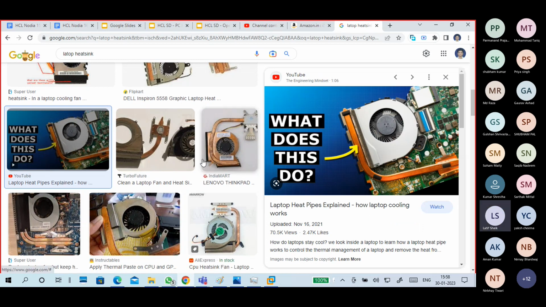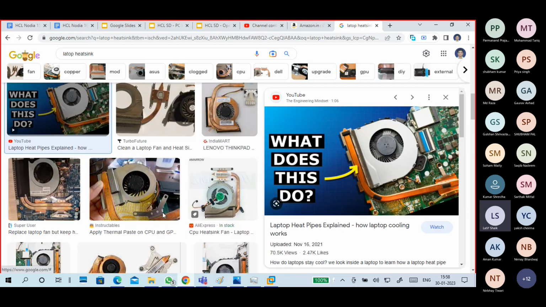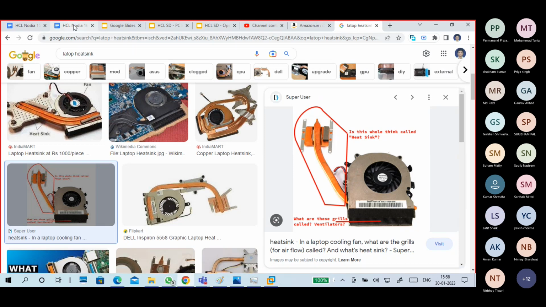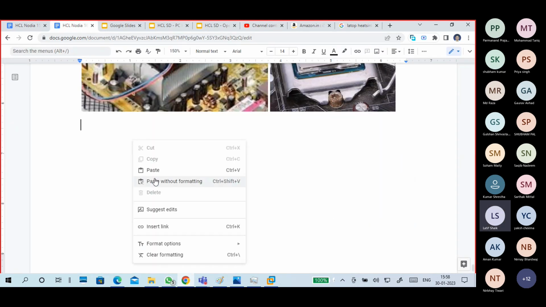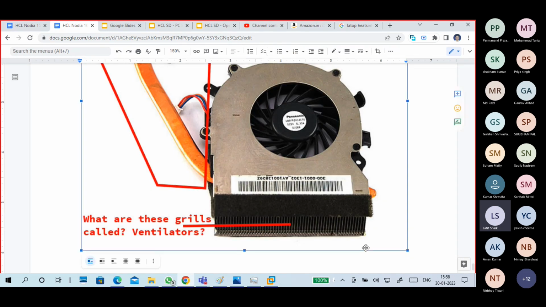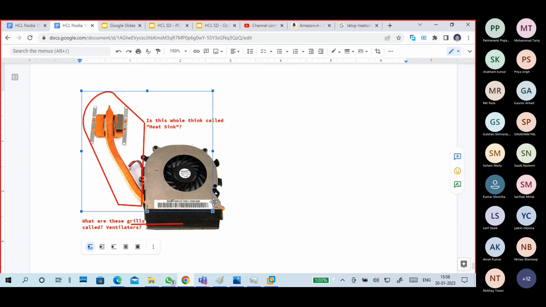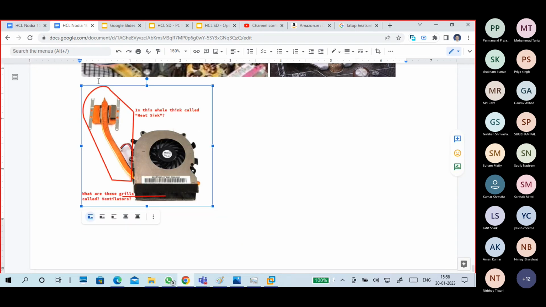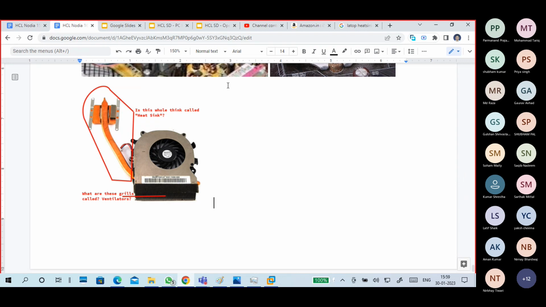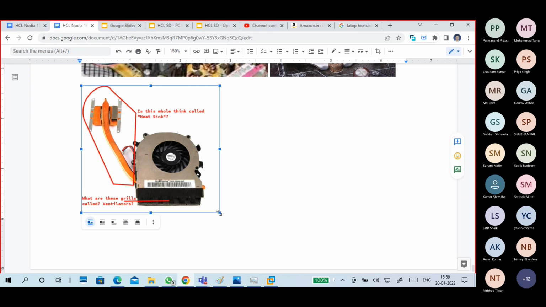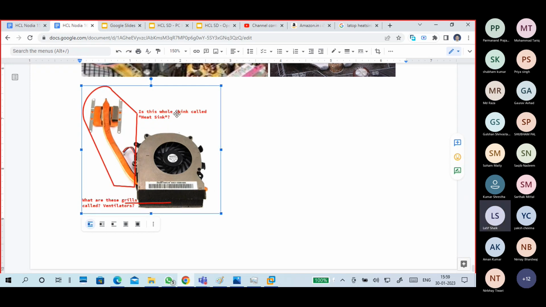The heat will be blown off by this fan. That's why, guys, when you are using a laptop, very importantly, do not... Okay, so this absorbs the heat. This is the processor area.